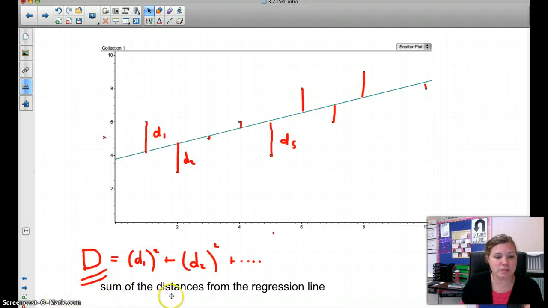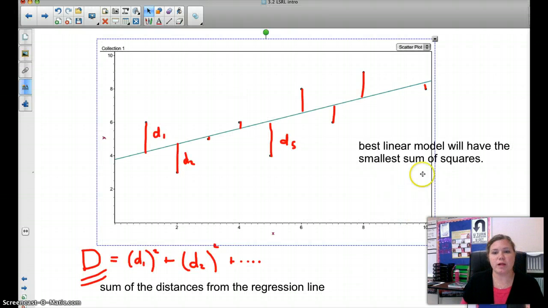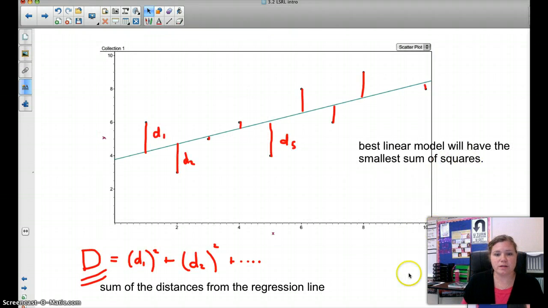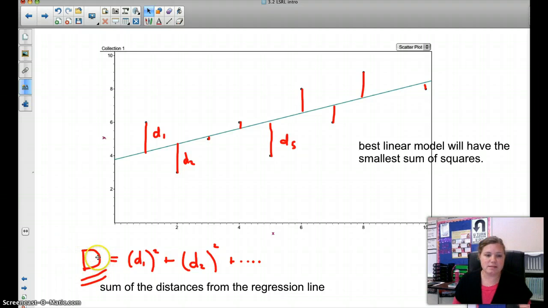Now the goal in the least squares regression line is to minimize this distance. And so that's why it's called the least squares regression line, because these are all squares, I'm squaring each distance, and I want to find the least sum of my squares. Now the best linear model will have the smallest sum of squares. So in our least squares regression line, again, we're minimizing the sum of the squared distances from the regression line.